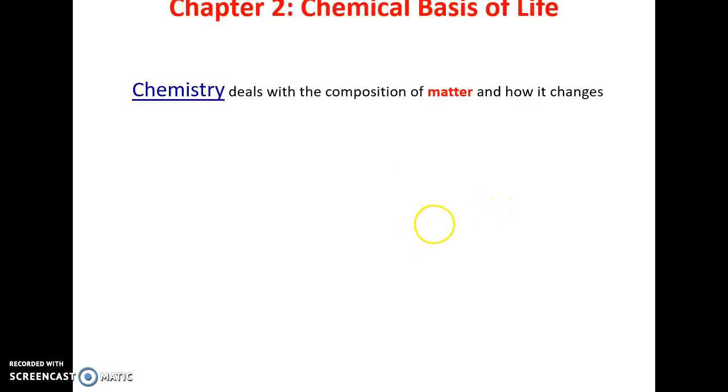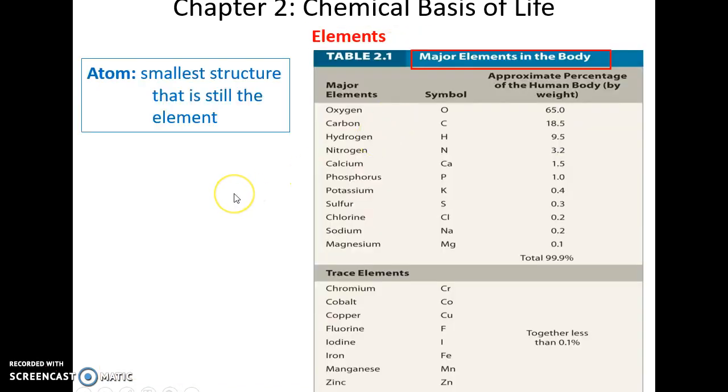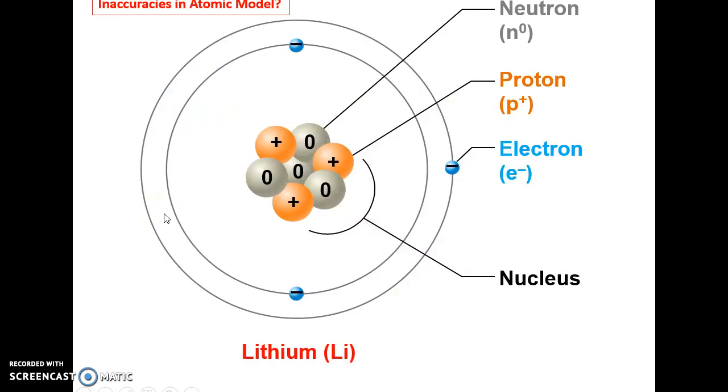Chemistry deals with the composition of matter and how it changes. Matter is broken down into a variety of elements, organized in the lovely periodic table. The atom is the smallest structure that still has the chemical properties of the element, so it is still that element. Here is a table showing us the most common elements in the human body.